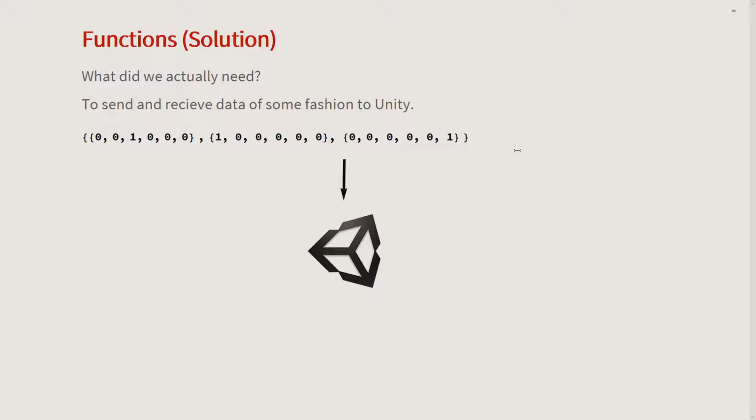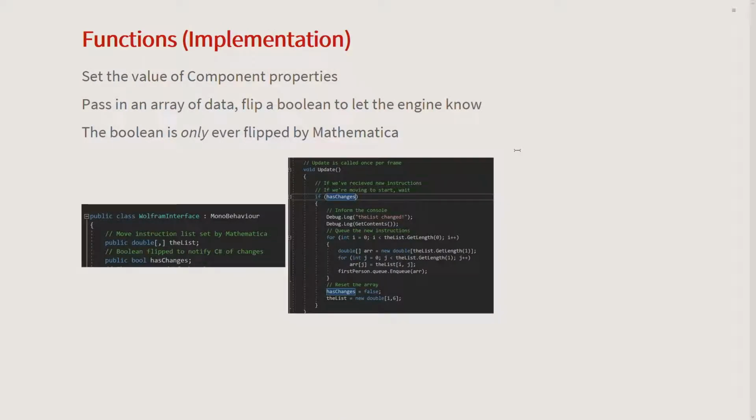One thing that you can really do easily in UnityLink is set component properties. So if we wanted to pass an array of data along, we can just create an array of data, really a matrix of data, that we can then set via the Wolfram language in UnityLink. Unity can then be watching for that data to change. The way it goes about watching whether that data has changed is by another variable, a Boolean, which you can see there, called has changes. When that variable is flipped, it dumps the data to the console so that we can make sure we're getting the right data. It processes the array and then turns the Boolean off again.